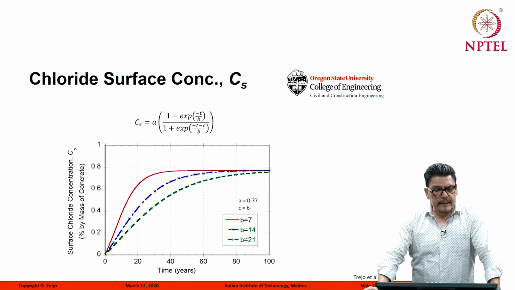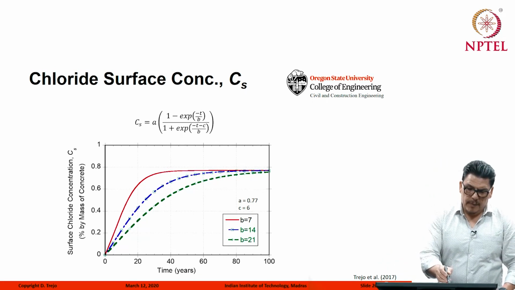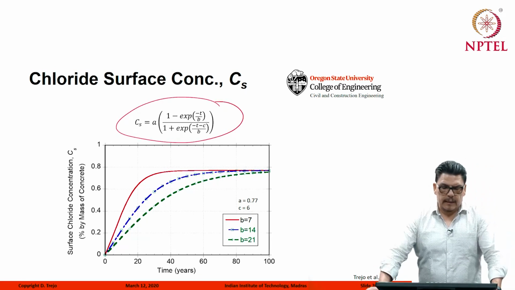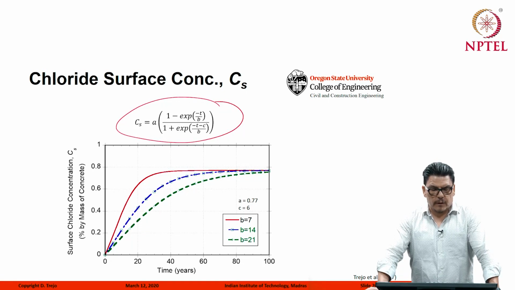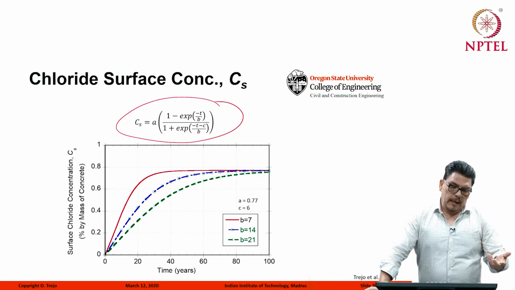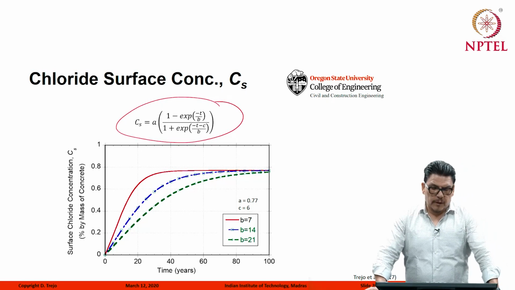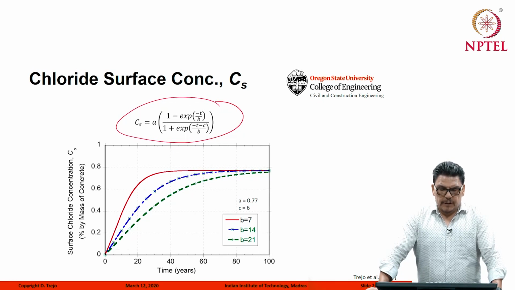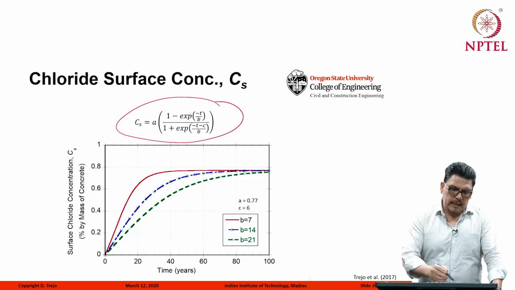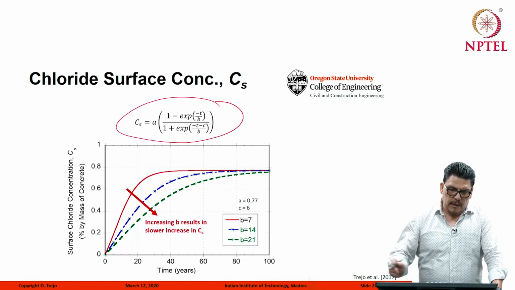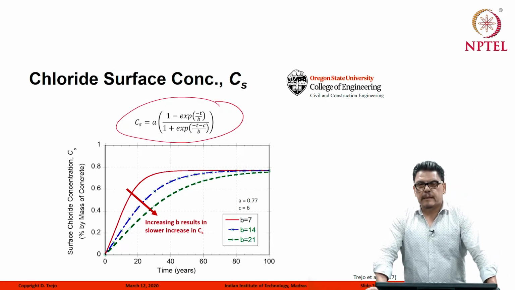One of the nice things about this, you can see the equation that he put up here to predict the surface chloride concentration. And it's a function of time, and it's a function of two other constants that he develops. And those constants are dependent on different things. So the particular one that we're looking at here is, if we assume that A is 0.77 and we assume that C is 6, and we change B, what we can see is that the slope of this surface loading decreases. Now, why is that important?